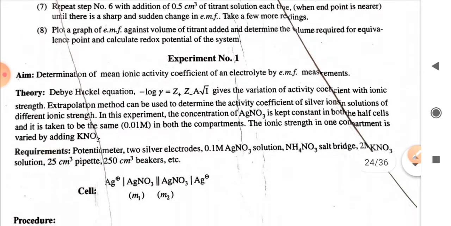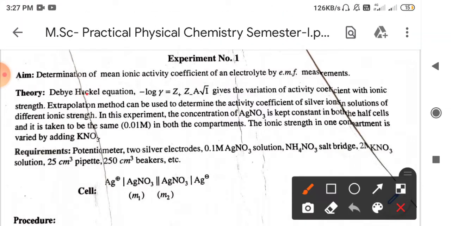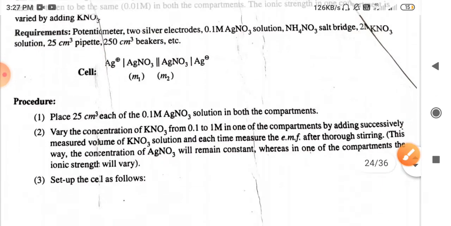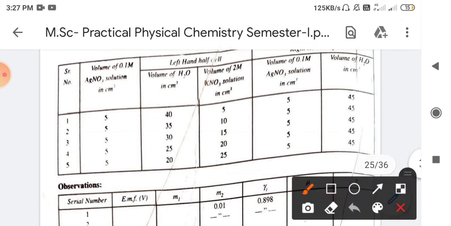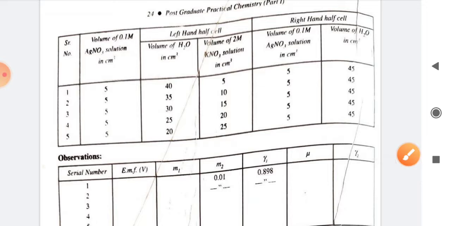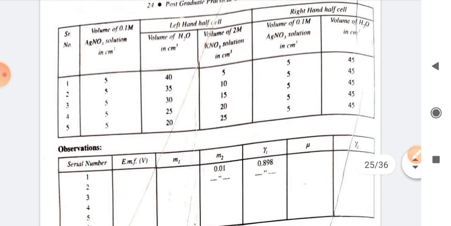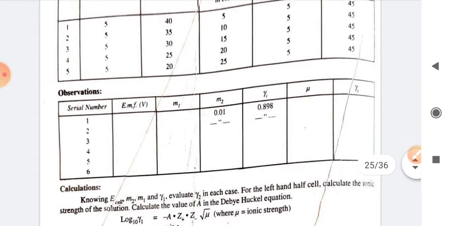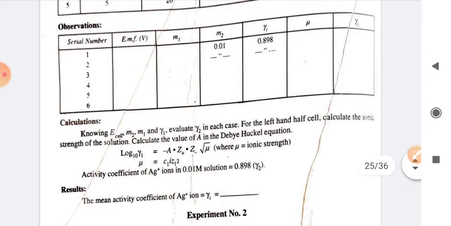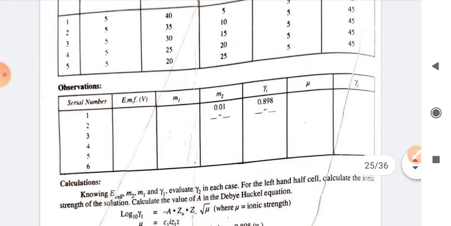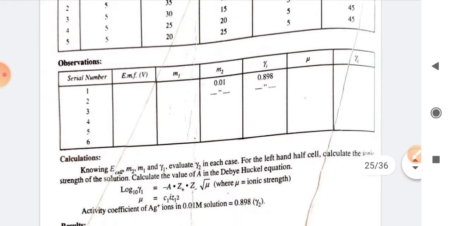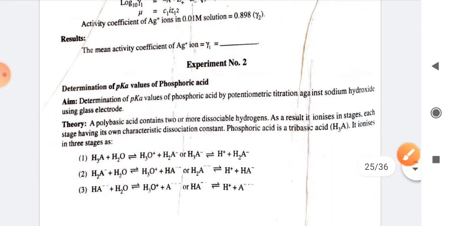So in the first experiment, that is the EMF measurement for finding out the mean ionic activity coefficient, we use two different types of standard solutions of silver nitrate. Based upon that we find out the exact ionic activity coefficient for the silver solution and the nitrate solution. We are not going to see this experiment, but we are interested in the second experiment.